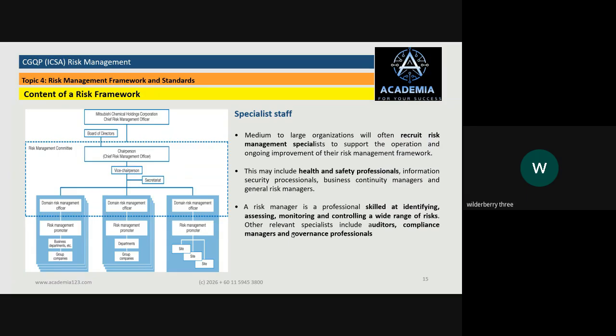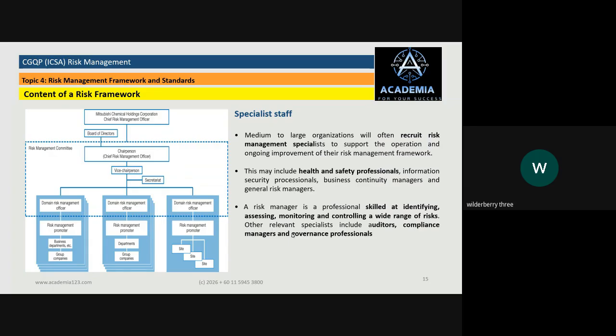Here you see such an organization, because you also see the setup of a company, how they organize the risk management organization. It starts here. You have, of course, a chief risk management officer. You have the board of directors, and then you see which members form part of the risk management committee. You have a chairperson. Usually, of course, it's the chief risk management officer, but it can also be a different person.